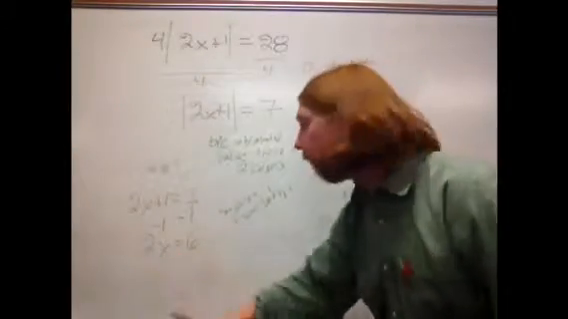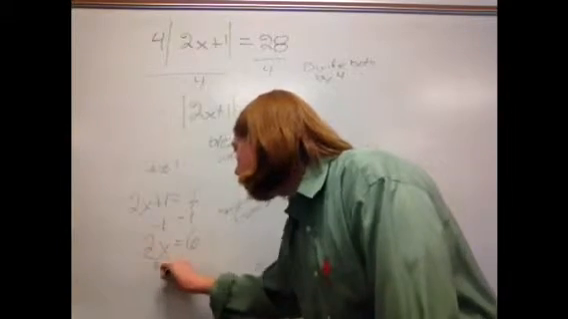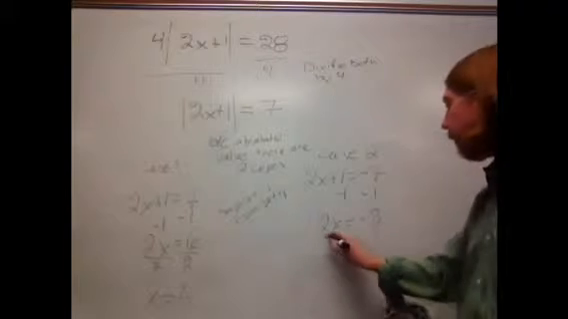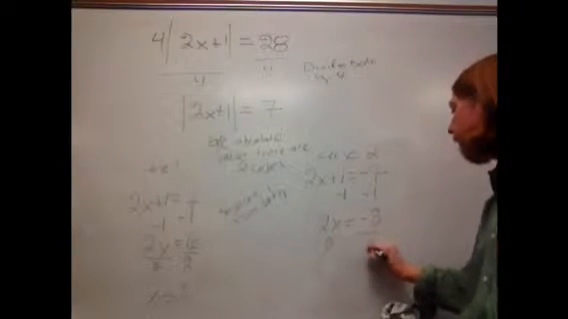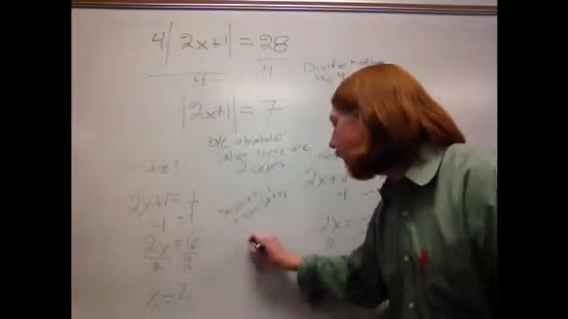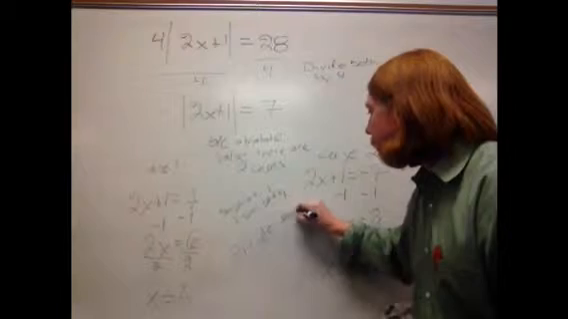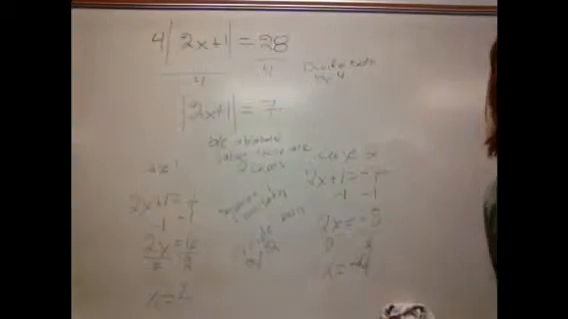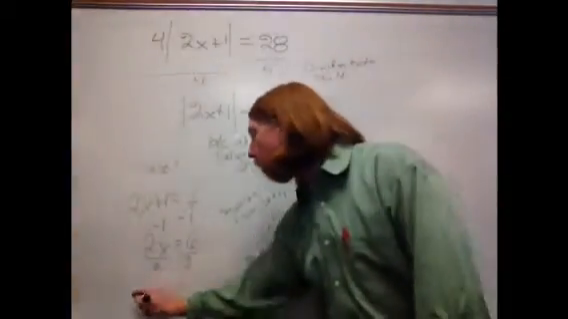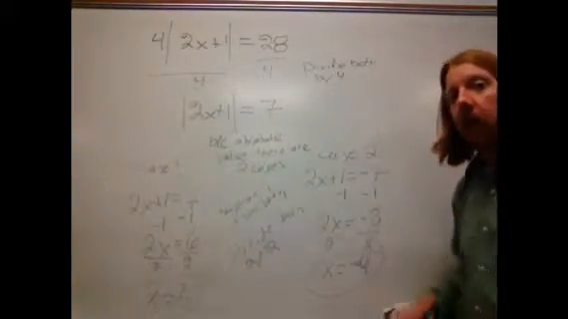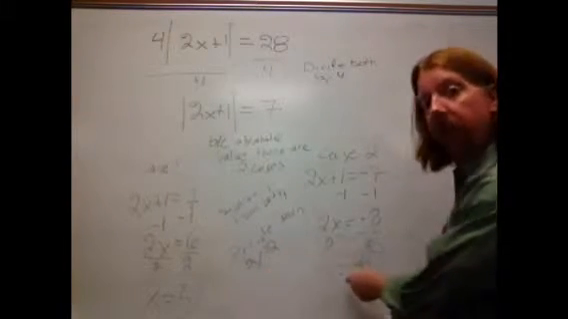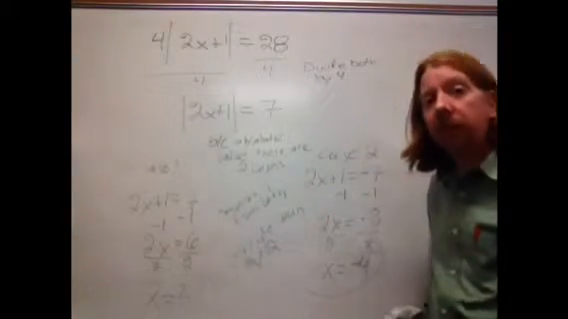Now I've got my 2, so I'll divide both sides by 2. I get x is equal to 3. I come over here, divide both sides by 2. I get x is equal to negative 4. So now when I look, I have two solutions. I have x is equal to negative 4 or x is equal to 3. Both those are legitimate answers. Either number, 3 or negative 4, is going to make my initial equation true.